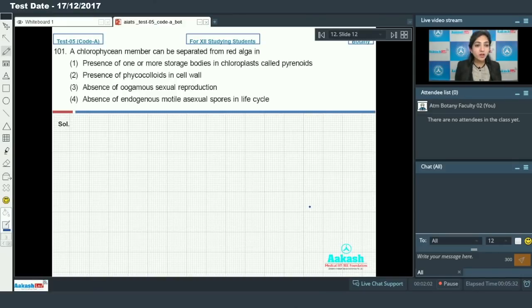Question number 101. A chlorophycean member can be separated from red alga in. Chlorophycean member means we are talking about green alga. So green alga can be separated from red alga in presence of one or more storage bodies in chloroplast called pyrenoids. This is true. Suppose this is green alga.